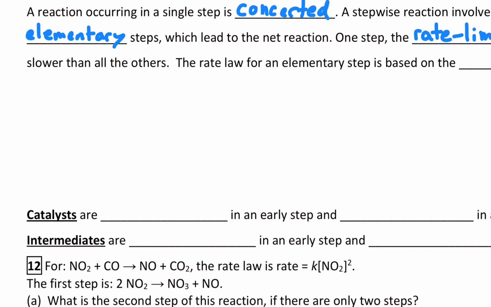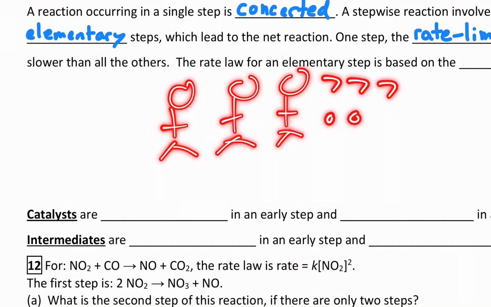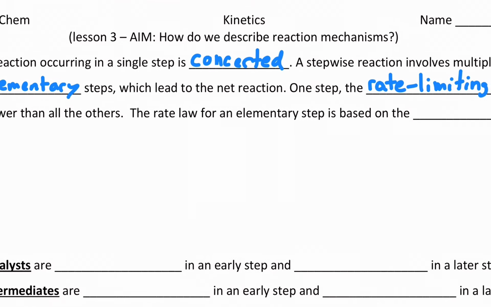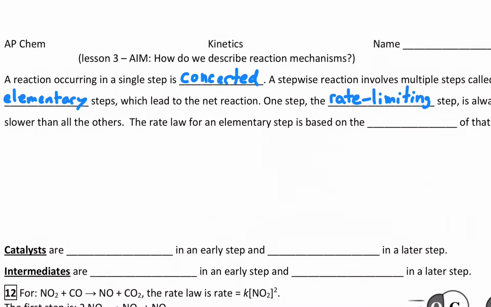It's kind of like going out with your friends, if there's a bunch of you waiting to meet up and go see a movie together or something, but you're just waiting on that one friend that's always slower than everyone else. No one gets to do anything until they show up. That's how rate limiting steps are. They just make us all wait. But that's one thing that we can look at and becomes the rate of the reaction.